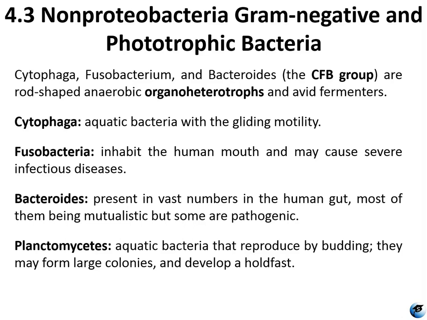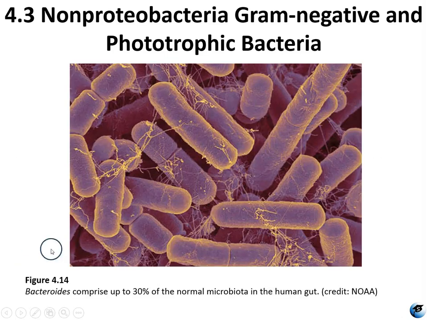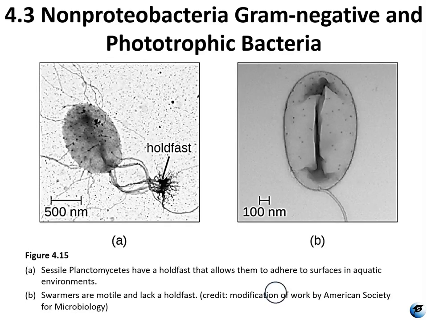Like the bloodstream. Planctomyces are aquatic and they reproduce by budding, and they can form very large colonies. Figure 4.14, this is Bacteroides, up to 30% of the normal microbiota of the human gut. So these guys are very well acquainted with us, and usually they don't do us any harm. This is an example of sessile Planctomyces, and again, sessile just means that it is permanently attached.